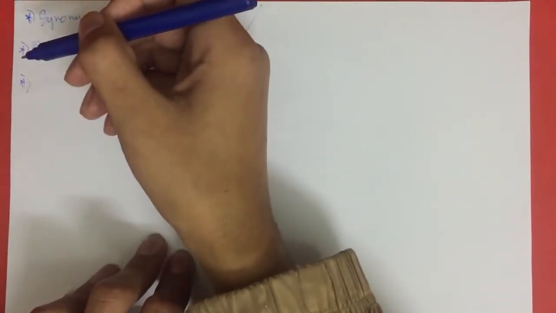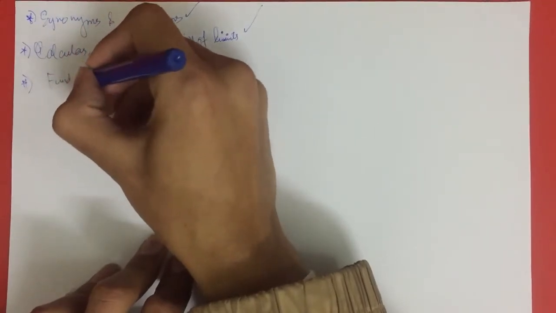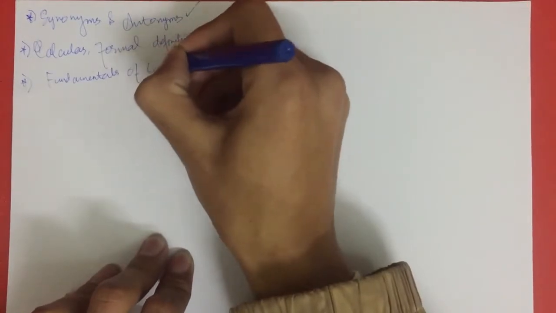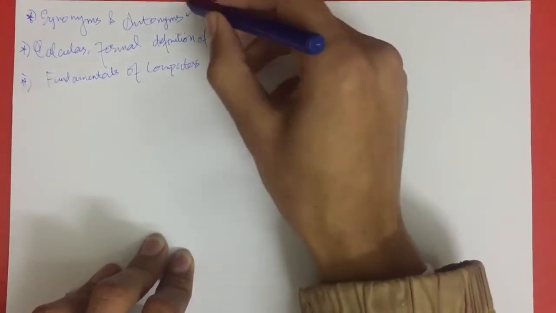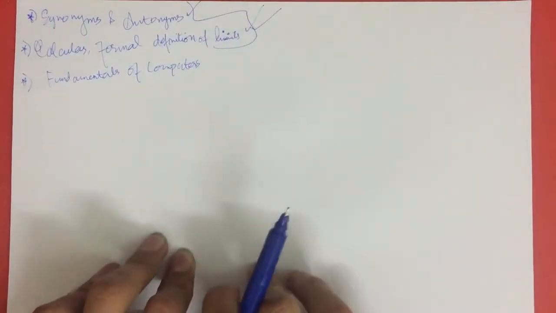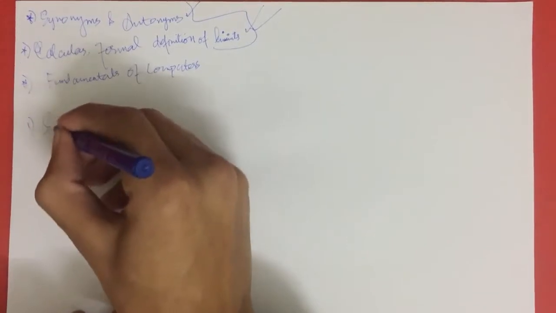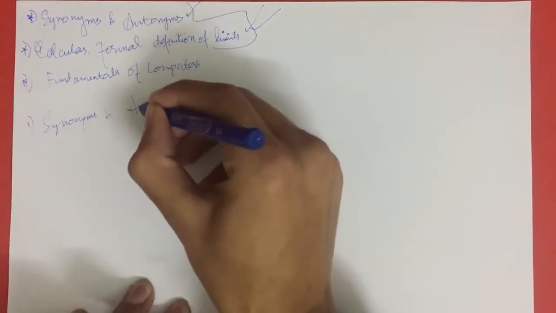And in the last period, today we learned some topics in fundamentals of computers. If we have time, we will discuss this third topic, but if we don't, we can only stick with the above two. So in the first lecture, what we learned was about synonyms and antonyms.